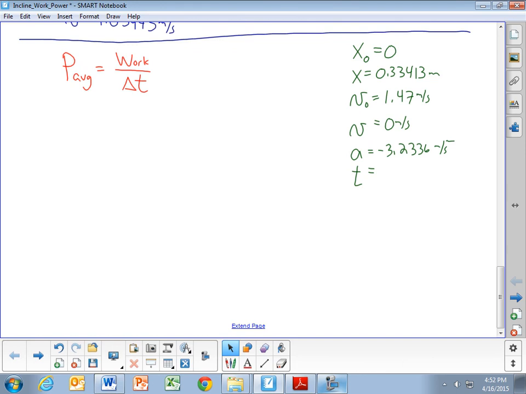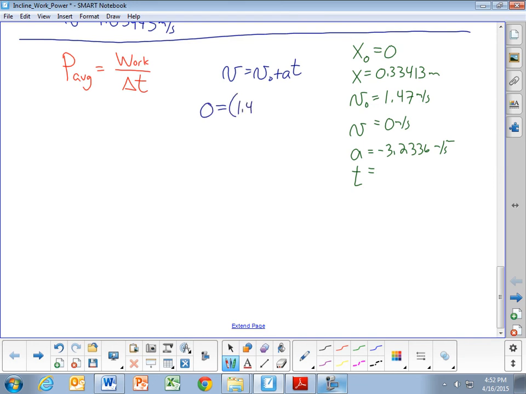So I have several methods that I could use to calculate the time. The easiest is to just use velocity as a function of time. The other one would involve using the quadratic formula if we looked at position as a function of time. This is much easier to solve. So we have 1.47 meters per second plus negative 3.2336 times t. And we get that the time to go down the incline, the time that it takes to stop, is 0.4546 seconds.